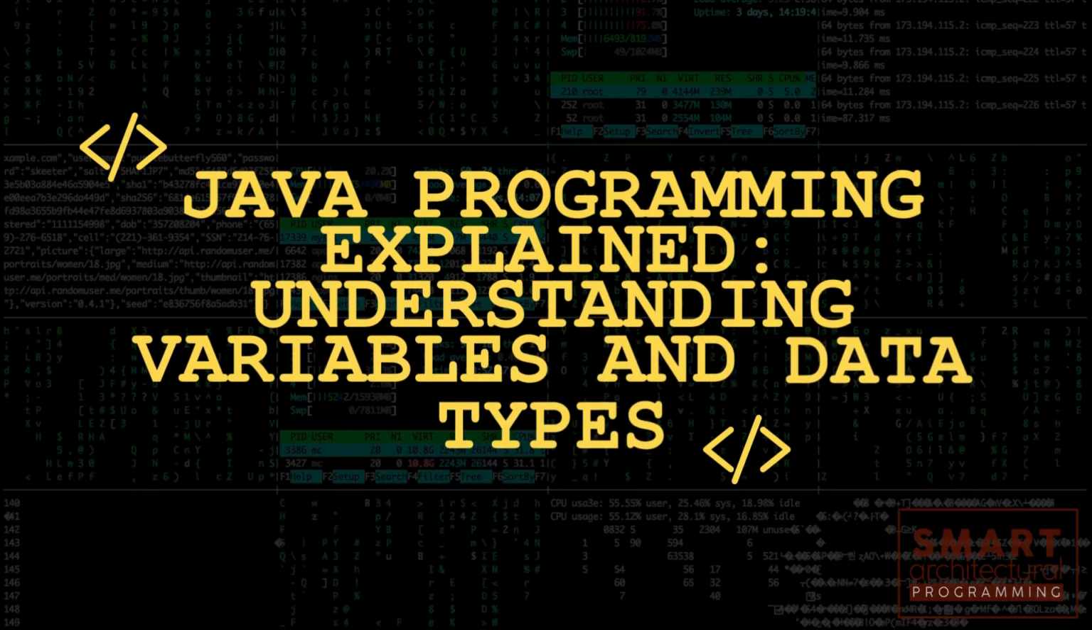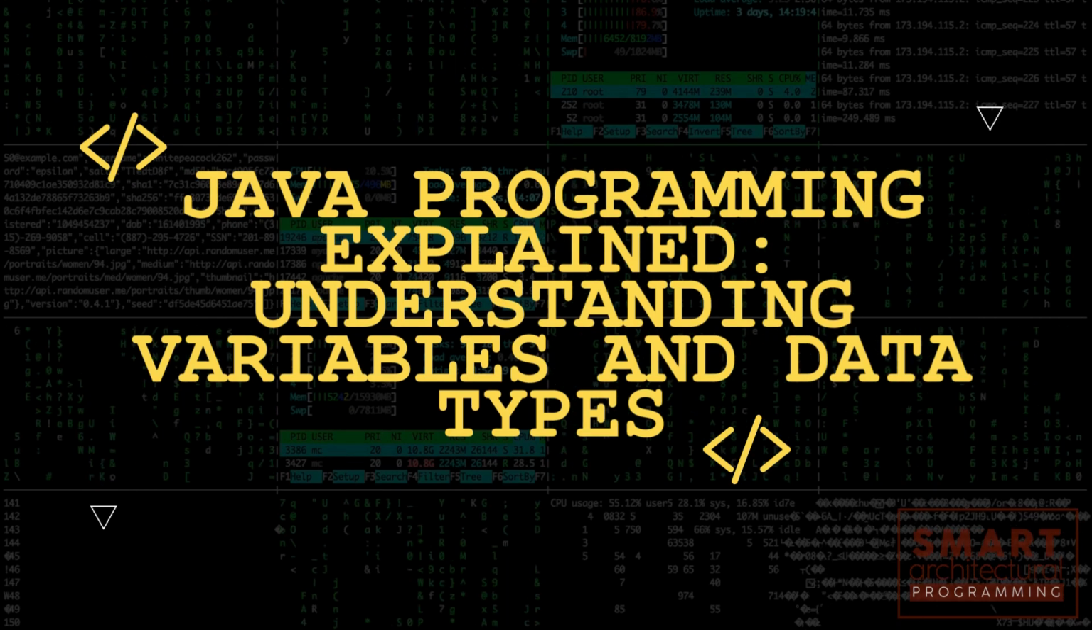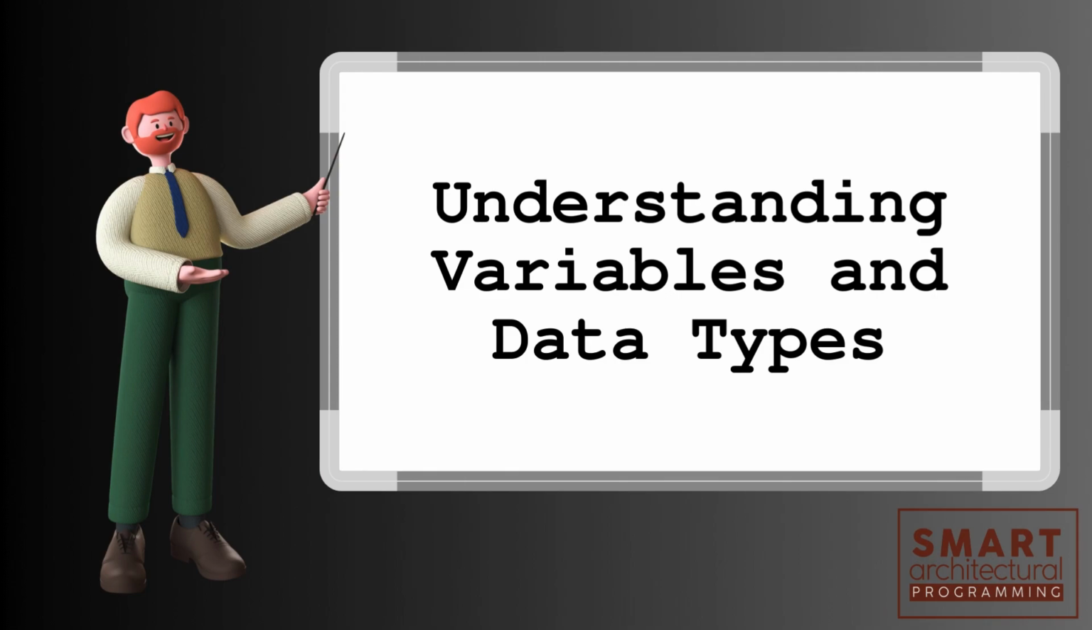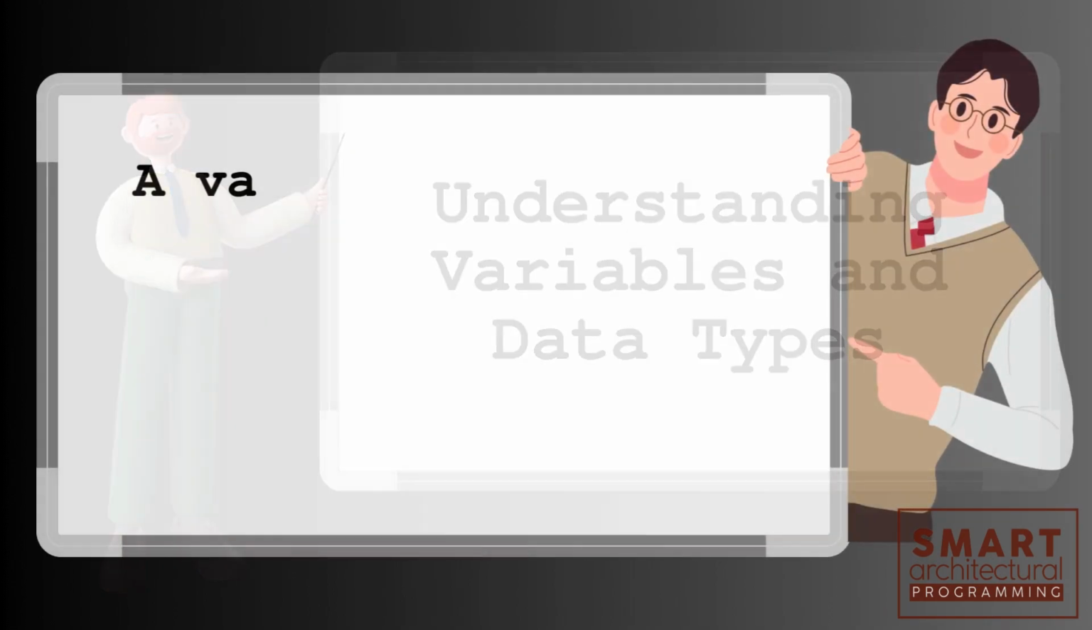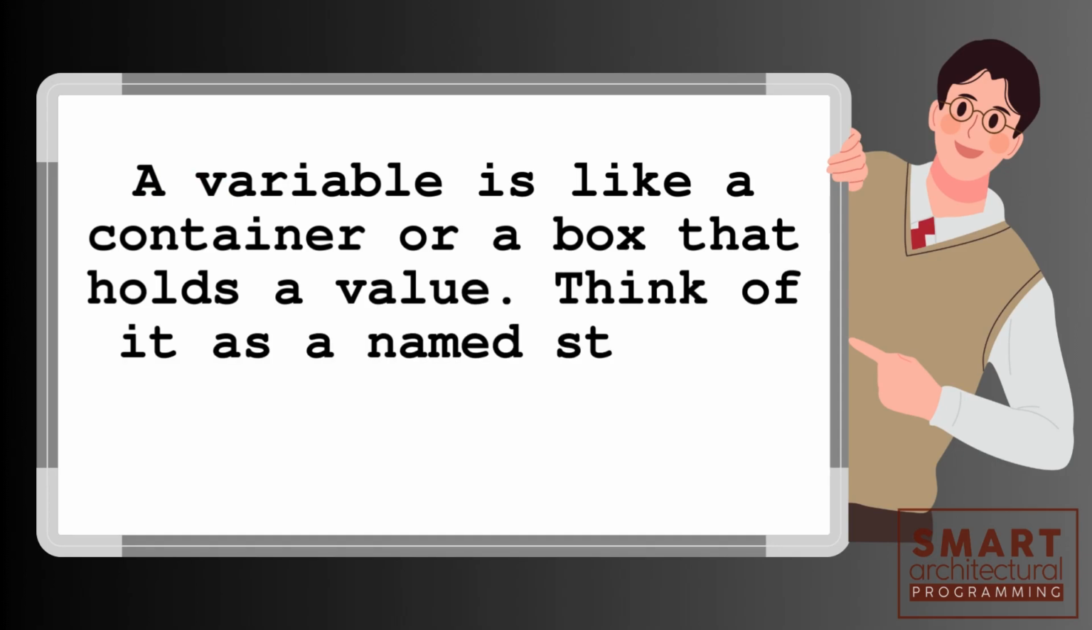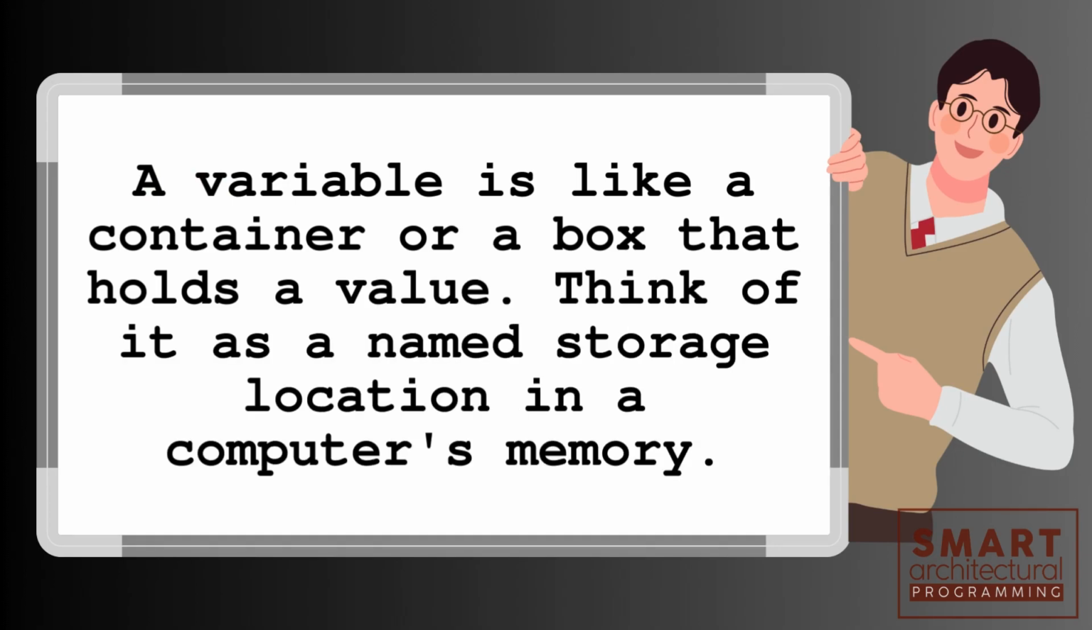Today, we're diving deep into one of the fundamental concepts of programming, variables and data types. Let's start by understanding what variables are in Java. In Java, a variable is like a container or a box that holds a value. Think of it as a named storage location in a computer's memory.